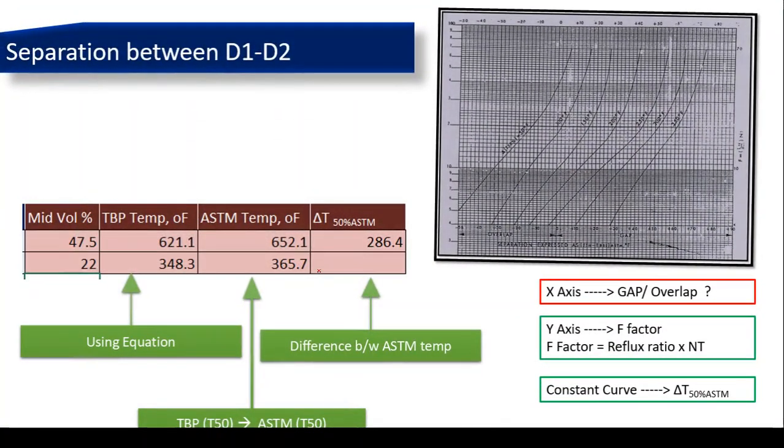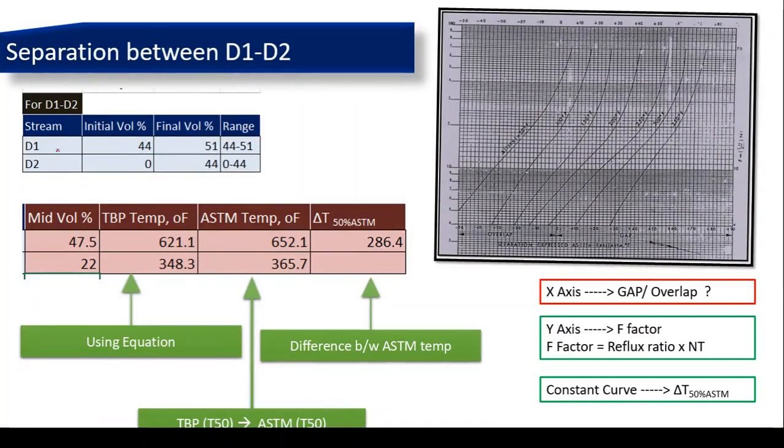So for that, D1 is given as 44 to 51, D2 is the remaining, that is 0 to 44. The next step is the mid volume percent of these two cuts. The mid volume percent of 44 to 51 is calculated as 47.5. I have already discussed how to calculate the mid volume percent, and for 0 to 44 it is 22, obviously half of that value.